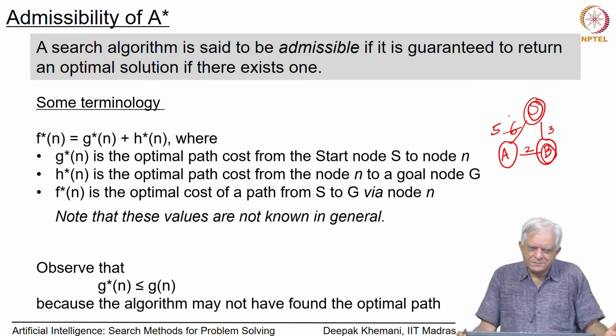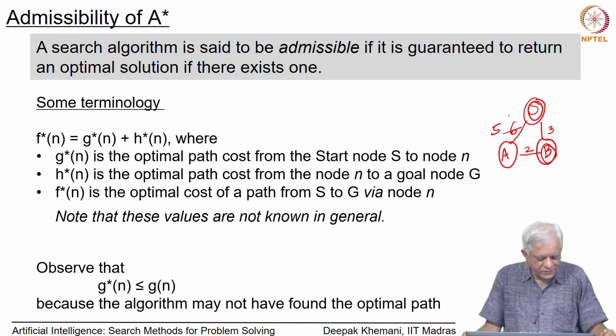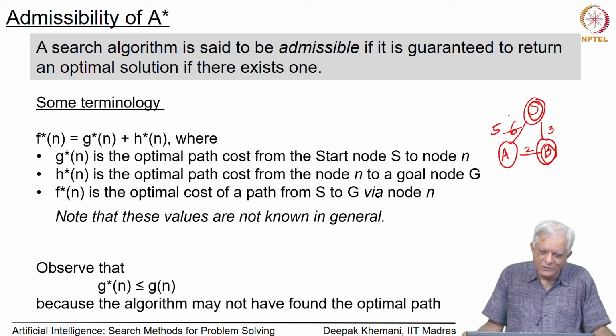So, in general at the point where node n is added to open, its g value may be greater than or equal to g star of n, because it may not have found the optimal path yet essentially. So, this is a property we will use when we are arguing about the proof essentially.